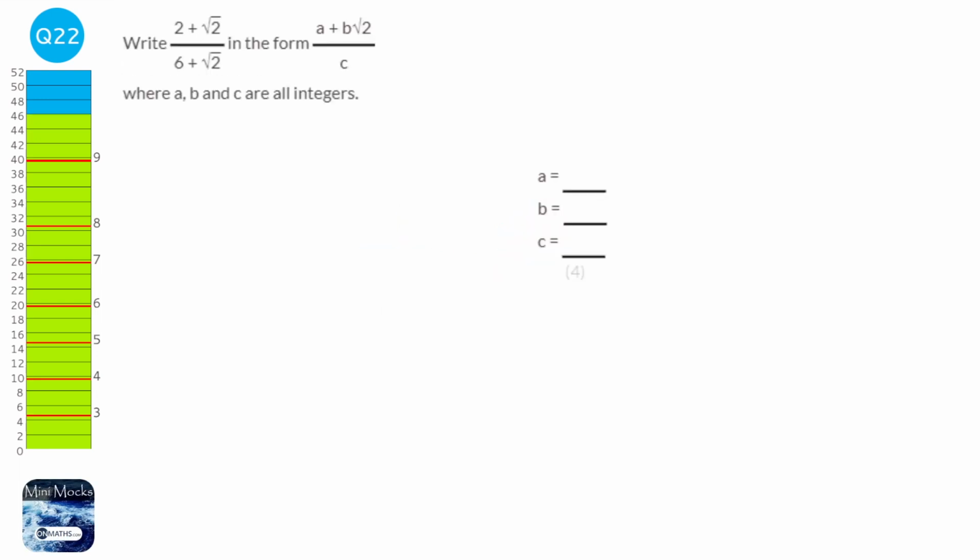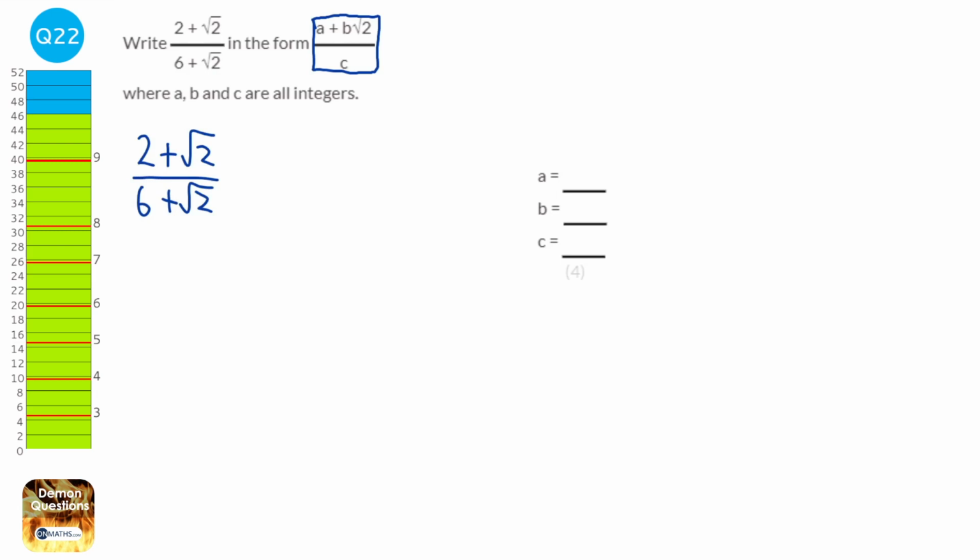Now notice the format that it wants the answer does not have a square root at the bottom, so we are going to be rationalising the denominator with this. So I'm just going to write out the question, just so we've got a start. And notice here we've got this 6 plus root 2.